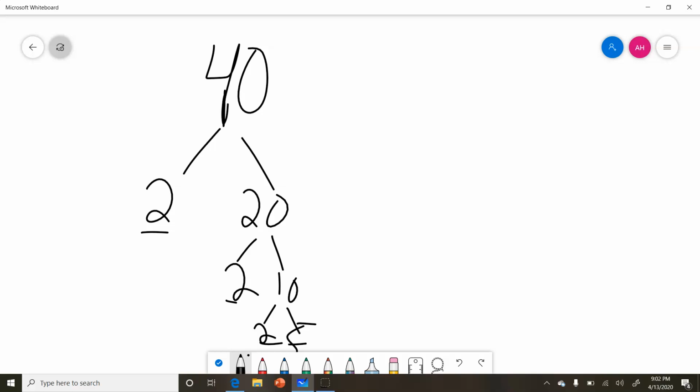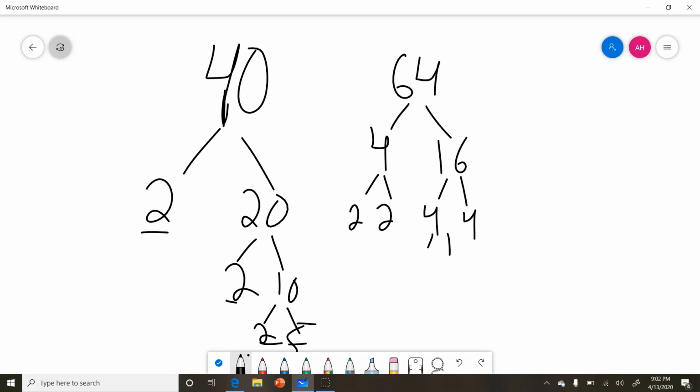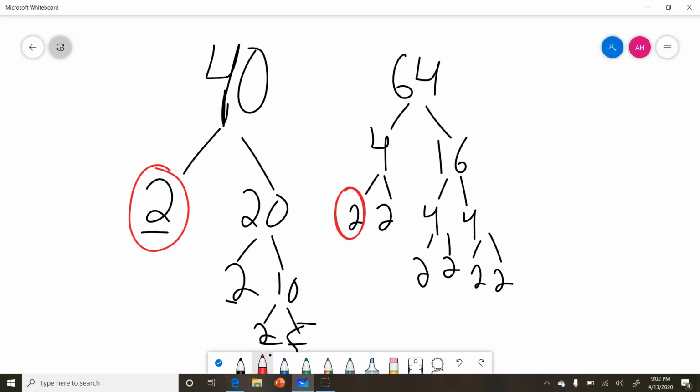Now, let's say I was trying to find the greatest common factor of 40 and the greatest common factor of 64. Okay, to break this down, I get 4 and 16, 2 and 2, 4 and 4, 2 and 2, and 2 and 2. Now, the way I know what's in common, the greatest common factor, is I circle a matching pair. That 2 has exactly one match. That 2 has exactly one match. That 2 has exactly one match.